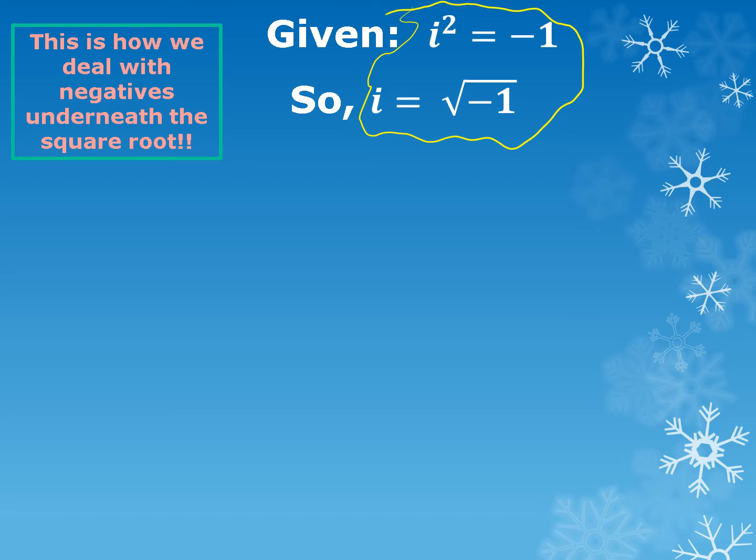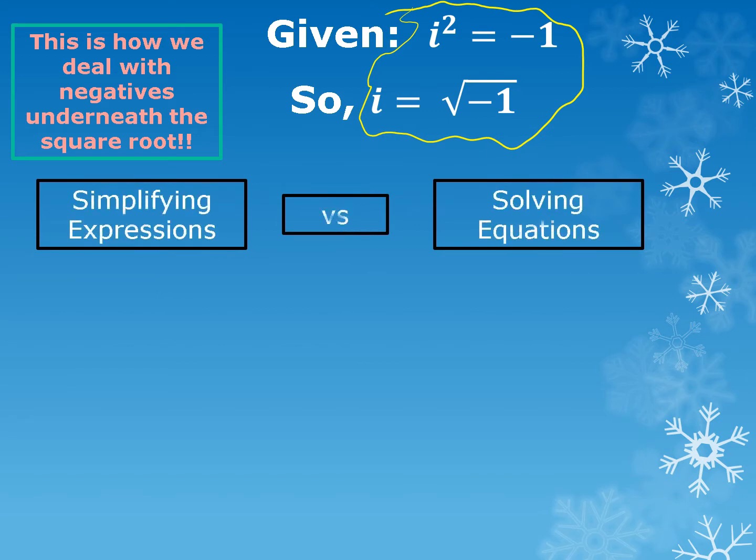So when you did the quadratic formula back in Algebra 1, your teacher told you, hey, if you get a negative underneath the radical, that's no solution. Well, now that we're a little bit past that, it's not really no solution, it's just no real solution. So if you end up with a negative underneath the radical of the quadratic formula, that means you have imaginary solutions. No real solutions, but imaginary solutions. So now let's talk about the difference in simplifying expressions versus solving equations when there is an i squared or an i involved.